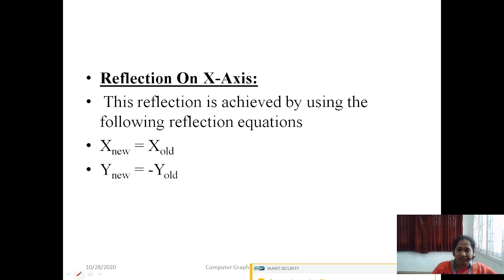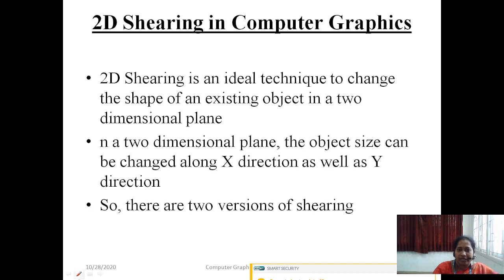Next, the reflection based on y-axis, what is the value? x new equal to minus x old, y new equal to y old. This is based on y-axis.